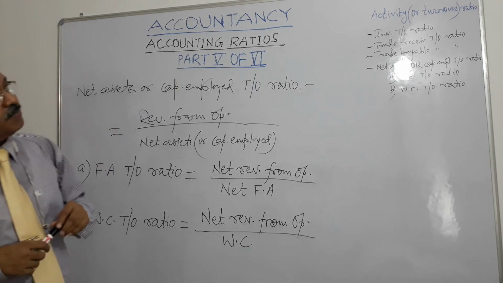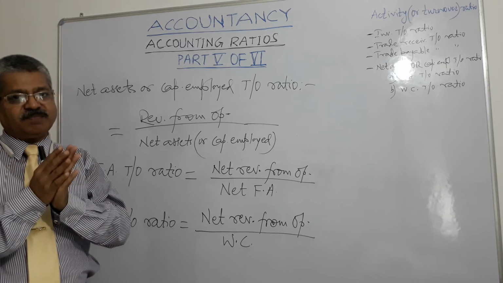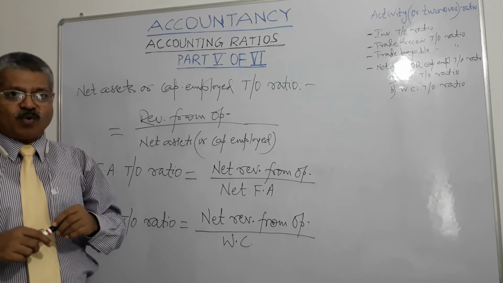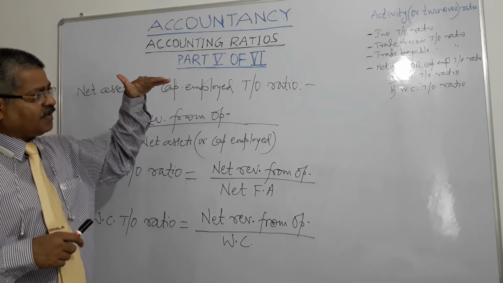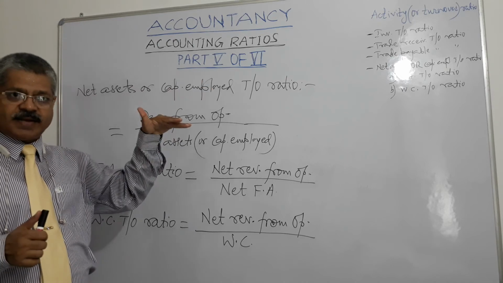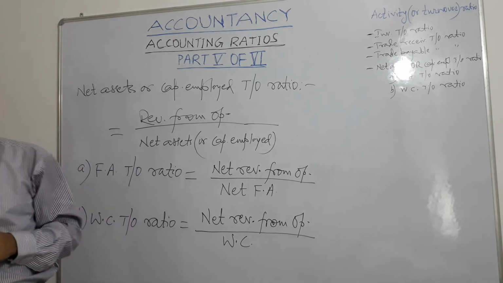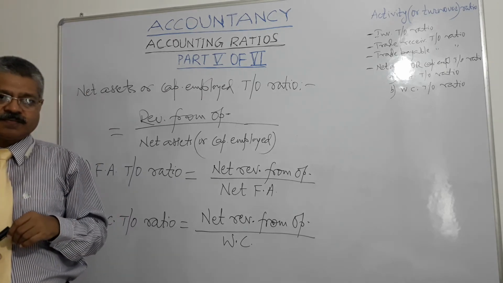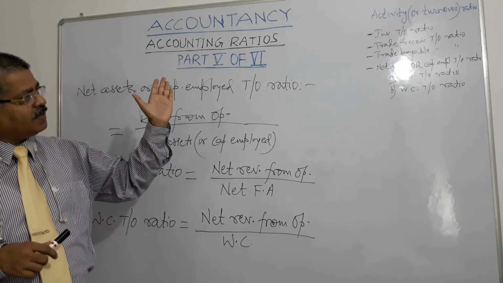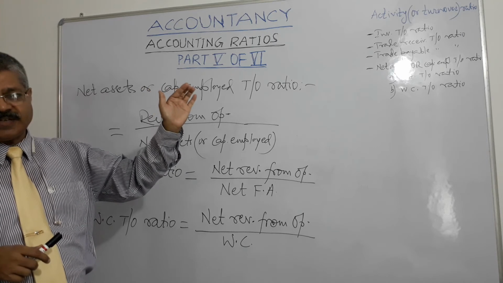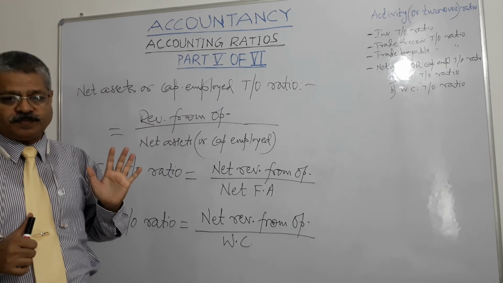Now we go to trade receivables turnover ratio. Trade receivables turnover ratio expresses the relation between credit revenue from operations and average trade receivables. So credit revenue from operations divided by average trade receivables is the trade receivables turnover ratio. What is average trade receivables? It's once again an arithmetical average: opening debtors and bills receivable plus closing debtors and bills receivable divided by 2.